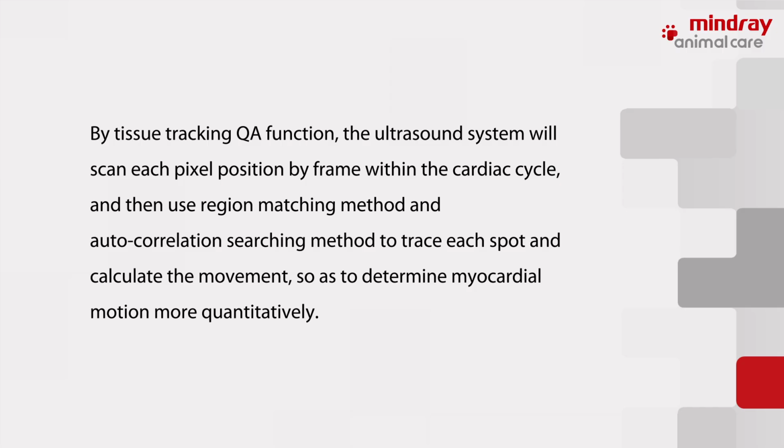By tissue tracking QA function, the ultrasound system will scan each pixel position by frame within the cardiac cycle, and then use region matching method and autocorrelation searching method to trace each spot and calculate the movement so as to determine myocardial motion more quantitatively.